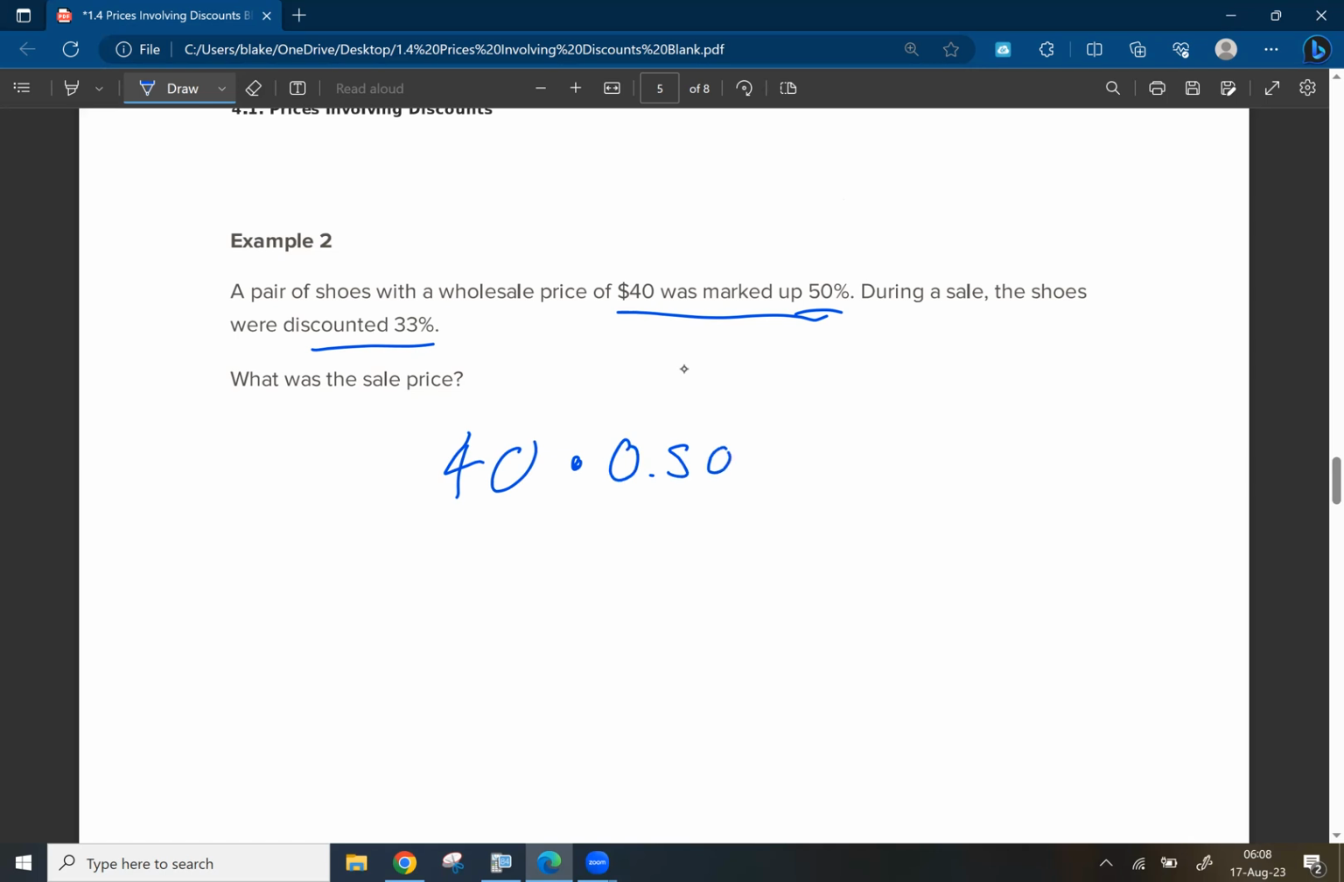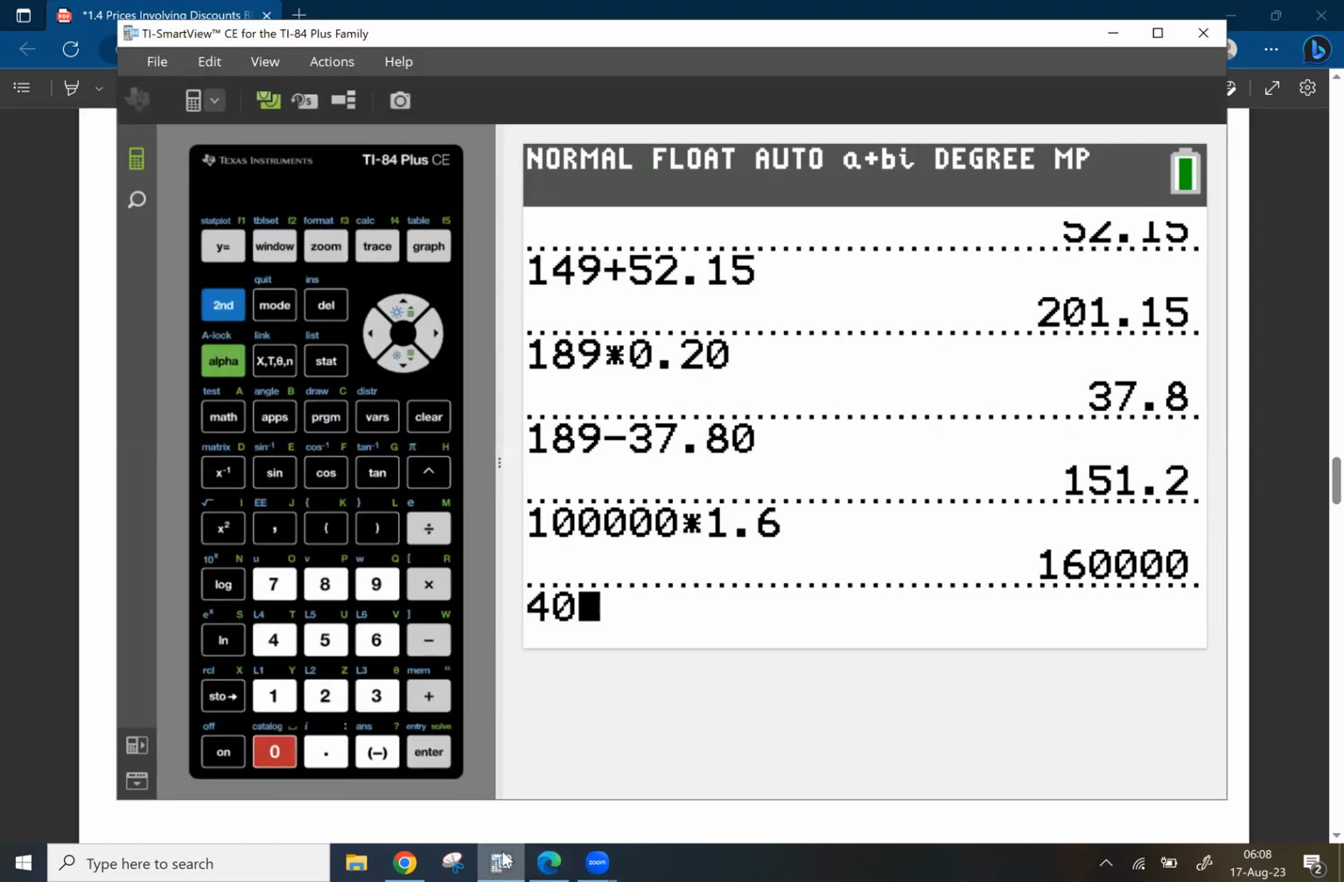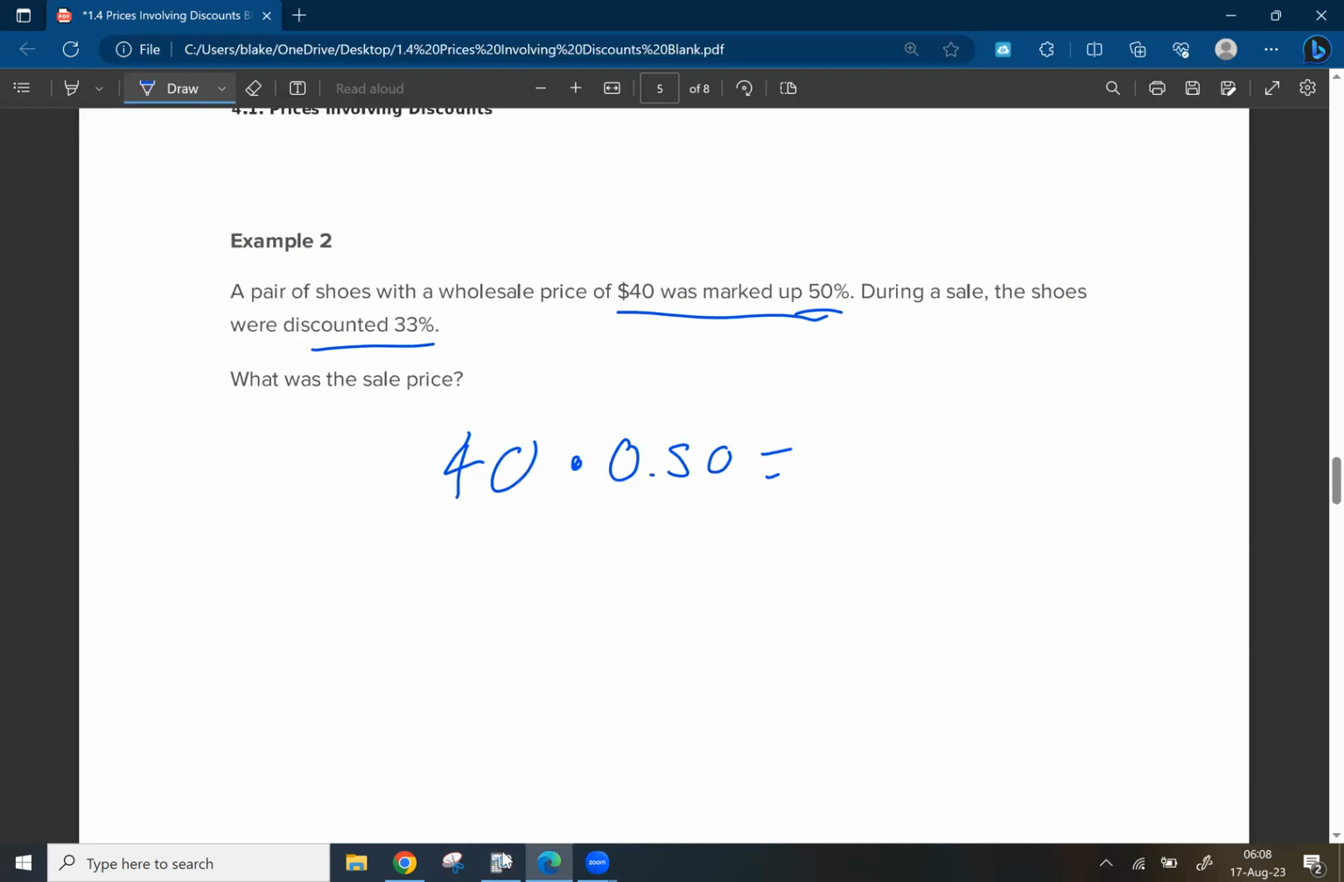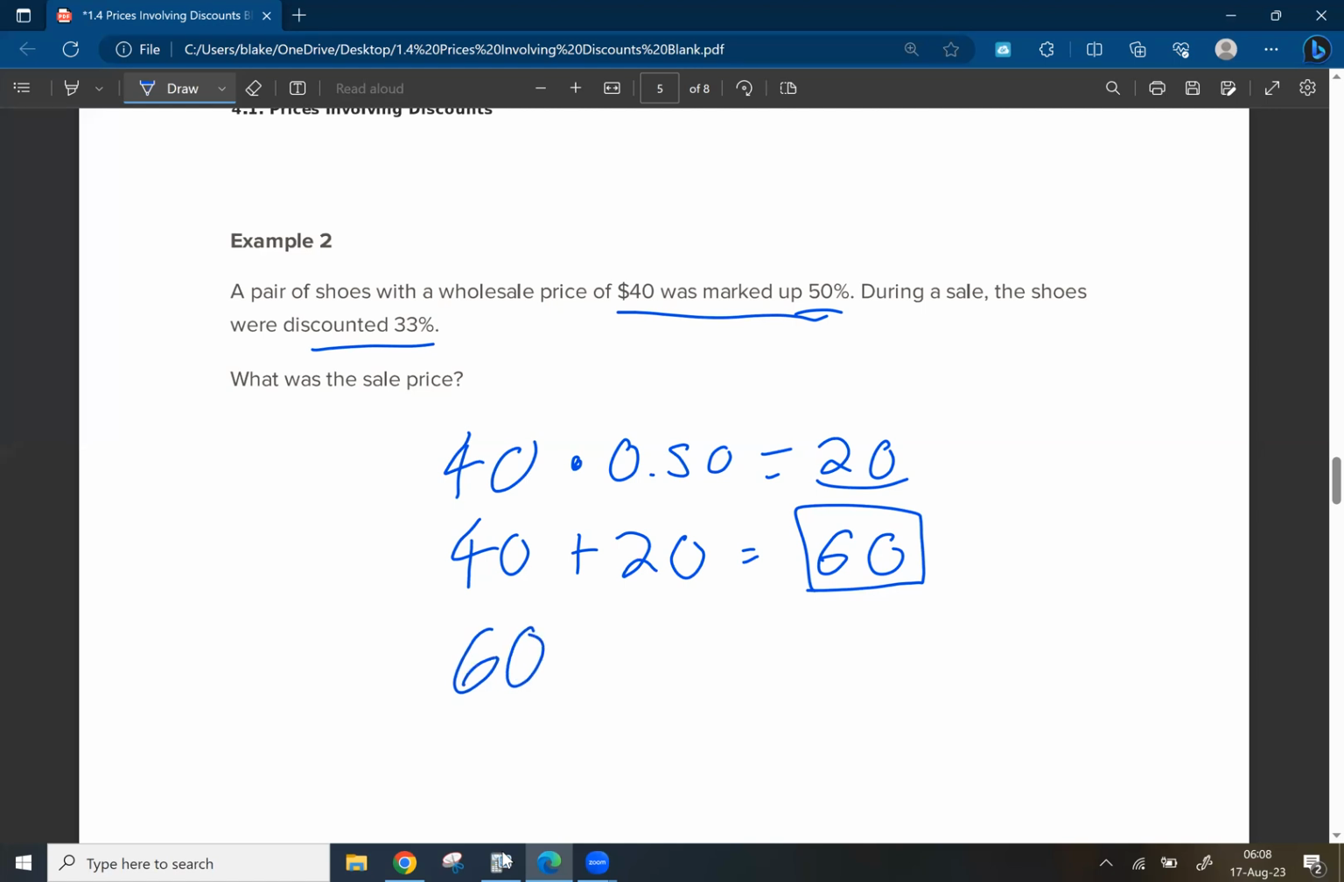So I have to figure out what's 50% of 40. Basically, that's half of 40, but we're going to type it in anyway. 50% of 40 is 20, right? So this is how much is added on to the original amount. $40 plus the markup of $20 means that this is on sale for $60. But then it gets discounted. It gets discounted 33%. So this price now has a discount of 33%.